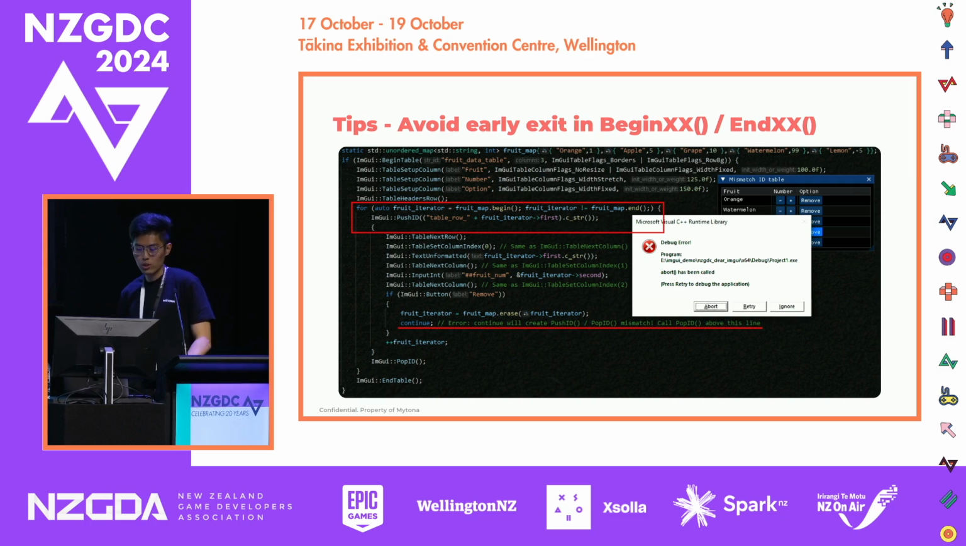So I would suggest that if you do some data manipulation, do it outside the for loop so you don't forget to call it. I mean, you can fix it by calling PopID before continue, but you might forget.